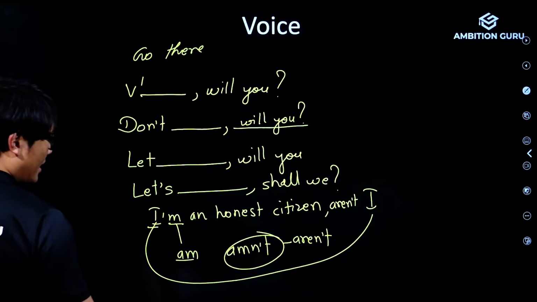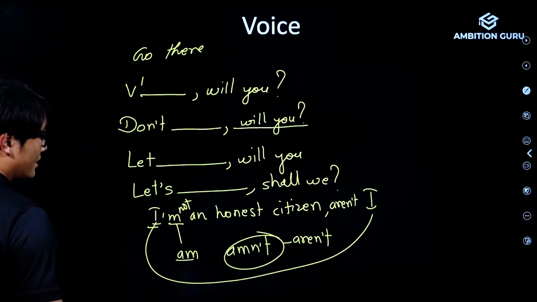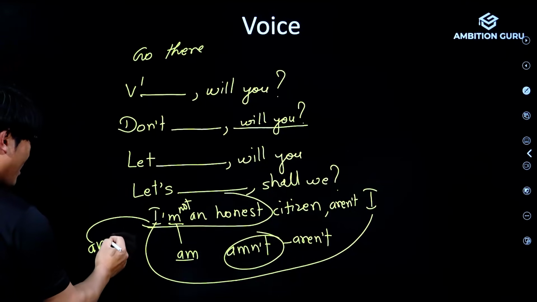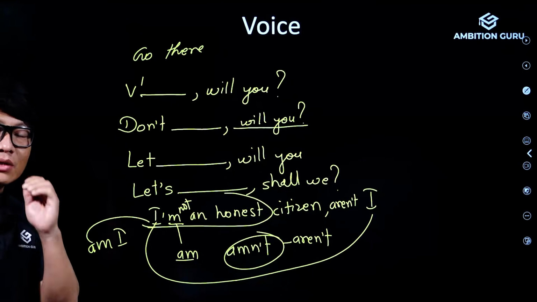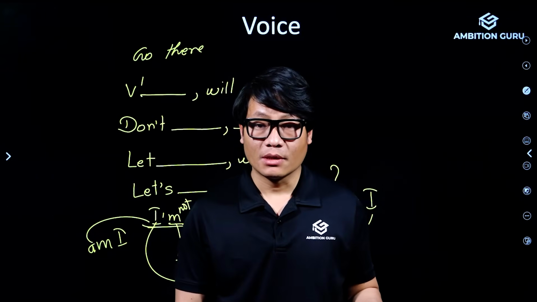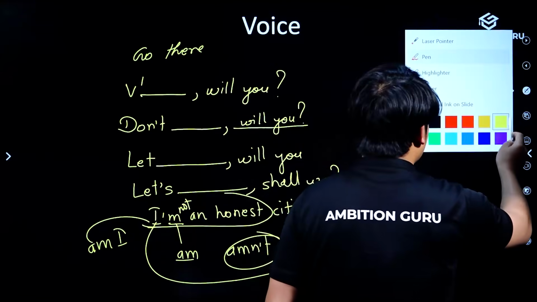But if there is a negative, like I am not an honest citizen, the tag question should be am I. Clear? Very good. Do you have any question now? Anyone has questions? Otherwise, we are going to start the boys.